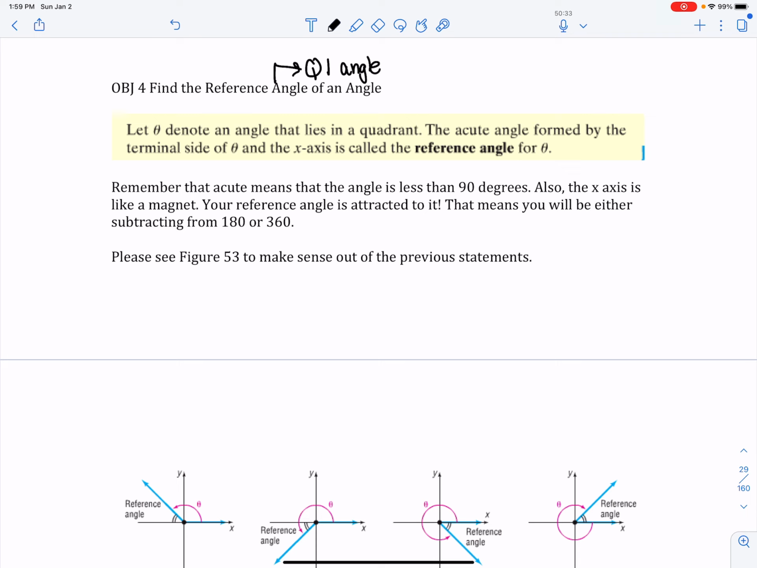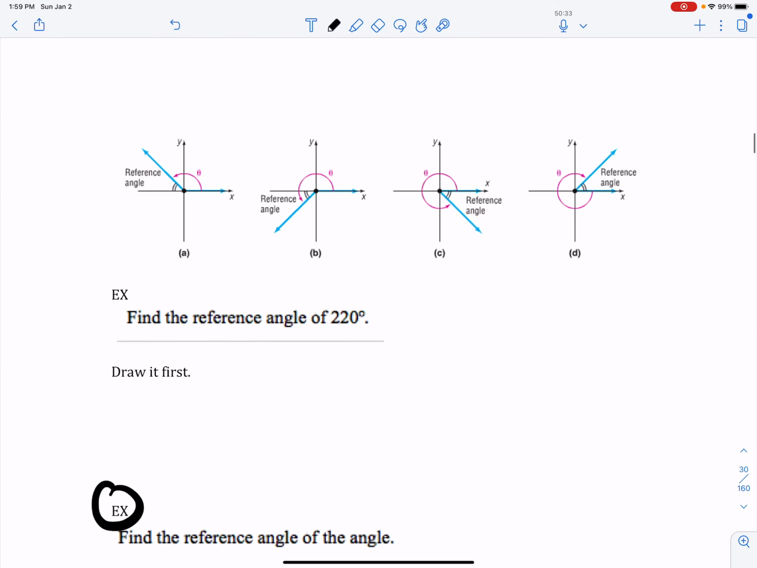The acute angle formed by the terminal side of theta and the x-axis is called the reference angle. Remember, acute means less than 90 degrees. So that's why I said it has to be a quadrant 1 angle. Also, the x-axis is like a magnet. You're either going to be subtracting from 180, or taking the angle minus 180, or you're going to take 360 minus the angle. So let's check this out and see how this makes sense.